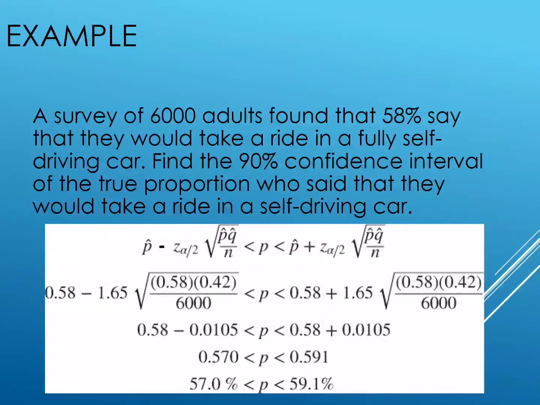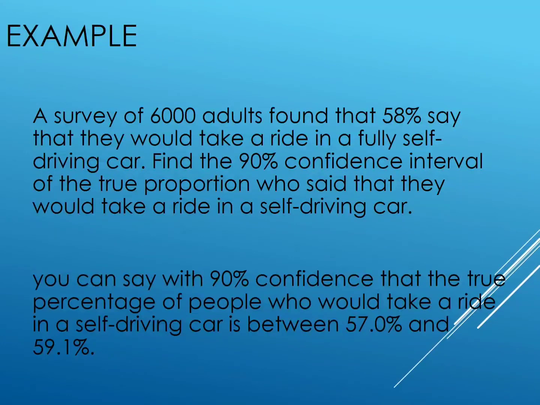So again, p hat minus critical z, square root of p hat, q hat, multiplied, divided by n, all square rooted, and from here, this is just algebra. So my final answer would be between 57% and 59.1%. So you can say with 90% confidence that the true percentage of people who said they would take a ride in a self-driving car is between 57 and 59%. So there's a 57 to 59% chance that somebody would say I would take a ride in a self-driving car.